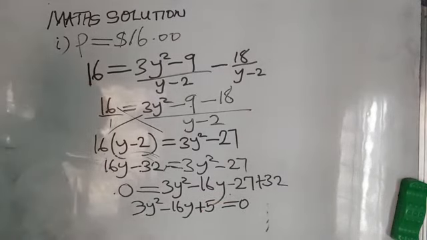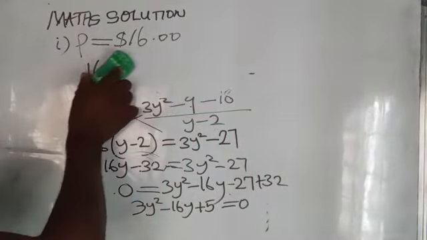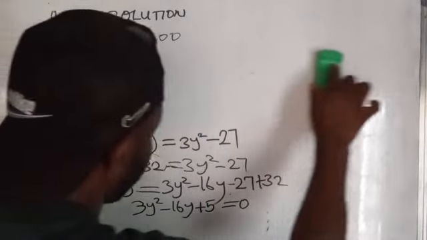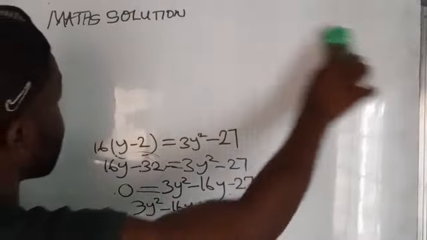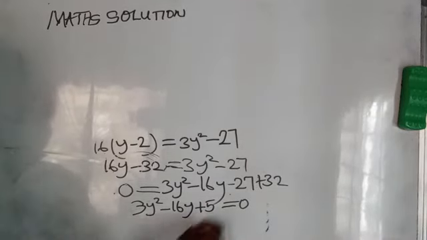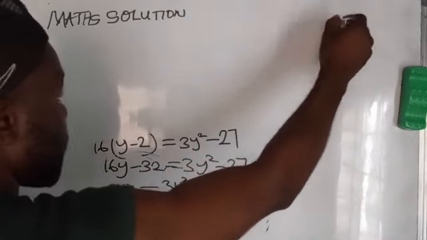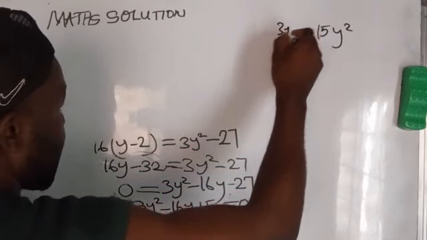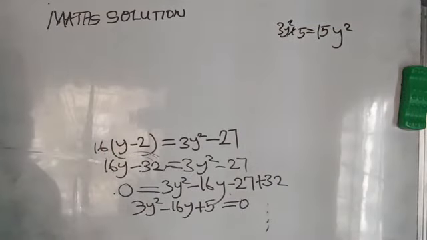Now, normal rule. Apply the method I taught you when we were doing fractional and quadratic equations. I solved a question like that and released the video some time ago. Applying that rule, the first term multiplies the last term: 3y² times 5 will give you 15y².